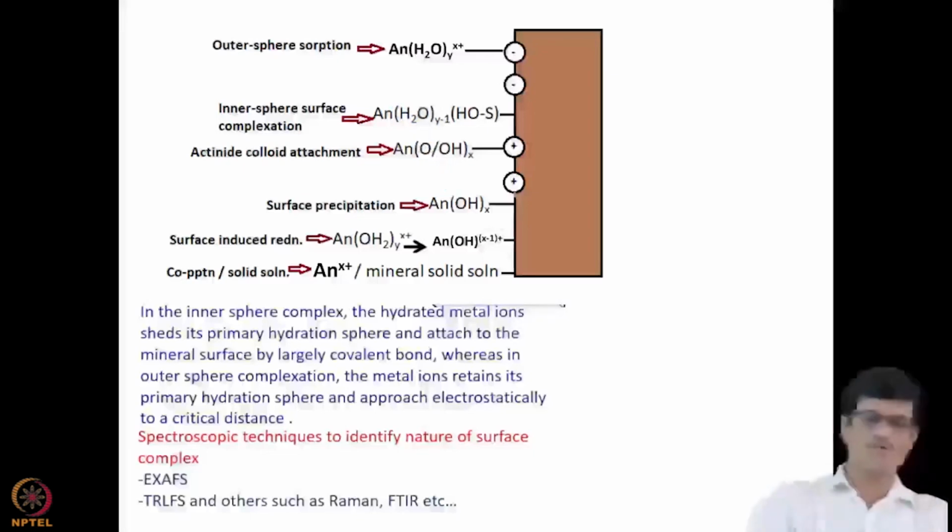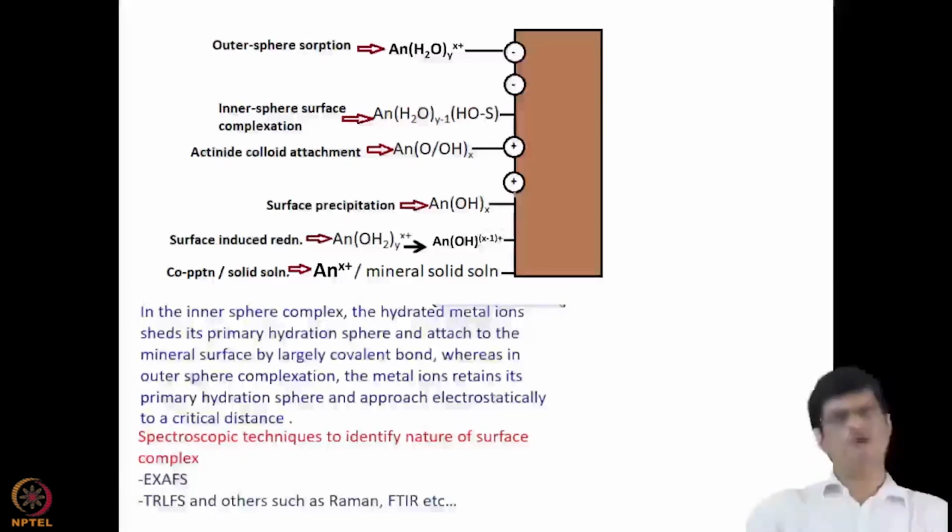There can be surface induced redox reaction also, where the oxidation state can change from X+ to X-1. The reduction is taking place, and there also can be co-precipitation or solid solution formation, where you have this actinide ion which is interacting with a mineral surface, and it is forming an actinide mineral co-precipitation or the solid solution formation. So these are the different types of interactions the actinides are forming with the clay mineral at the mineral surface. But as I've already mentioned, it can form sorption, it can form surface complexation, it can have precipitation, or it can have co-precipitation, but there can be also reduction in the surface.